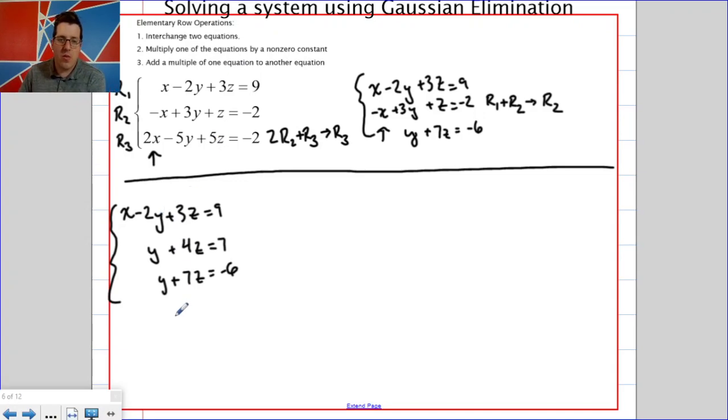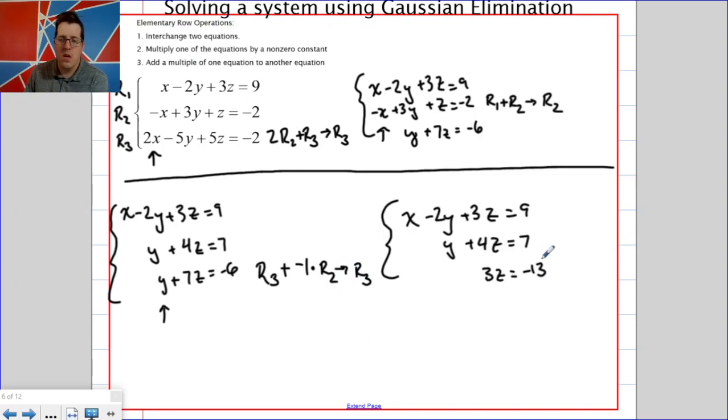So the next thing that we're going to try and do is we are going to try to eliminate this y. And I can do that by taking row 3 and adding the opposite of row 2. And I'm going to store that in row 3. So as you can see, my approach was to first eliminate this position, then to eliminate this position, then to eliminate this position. That's going to give me this stair-step pattern.